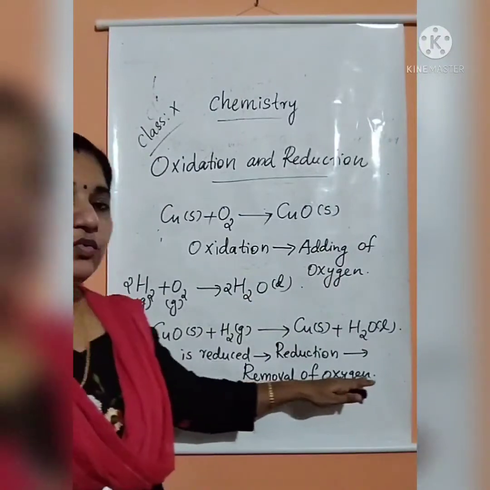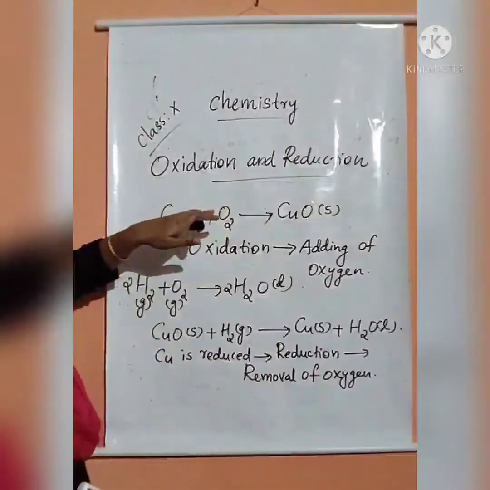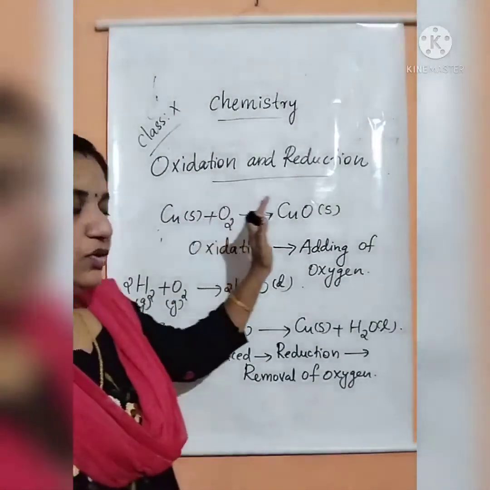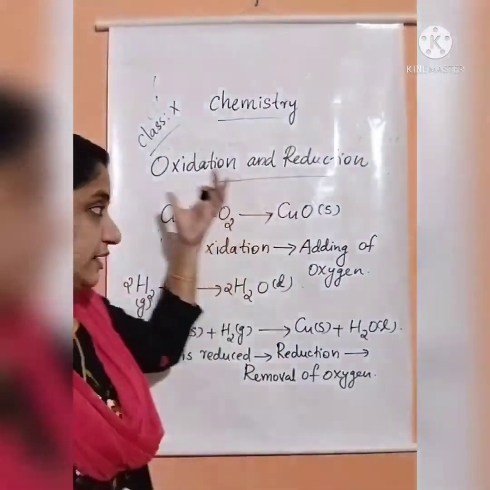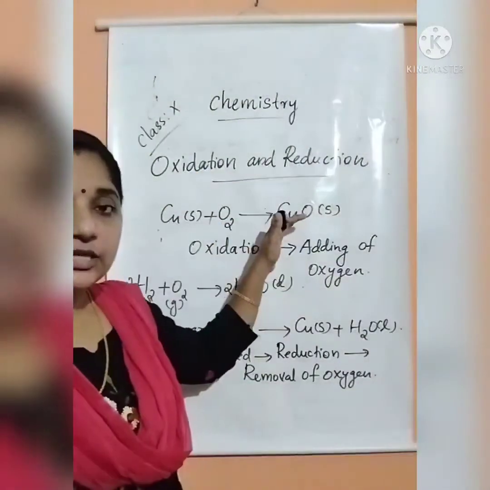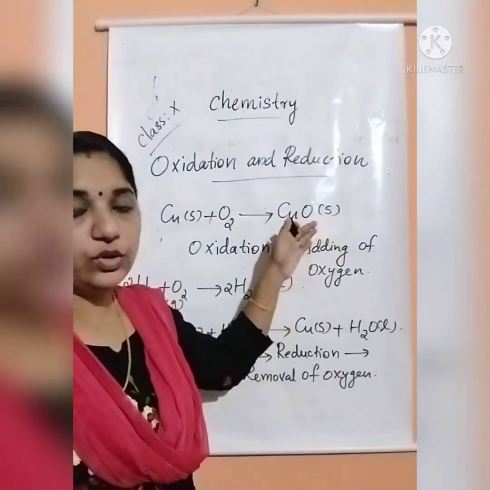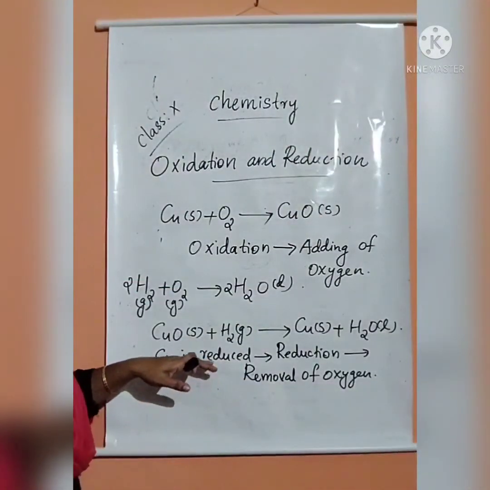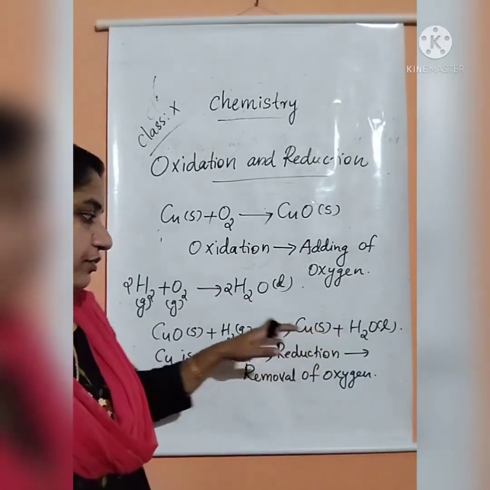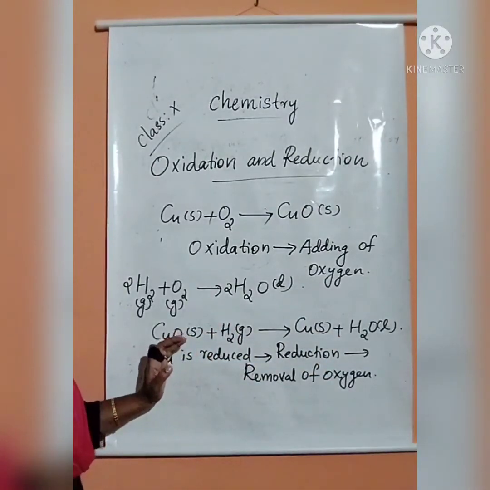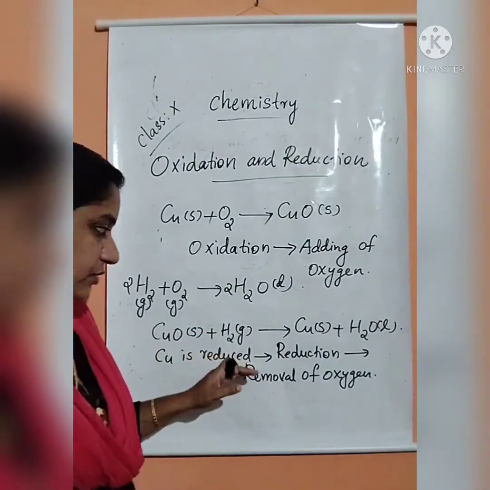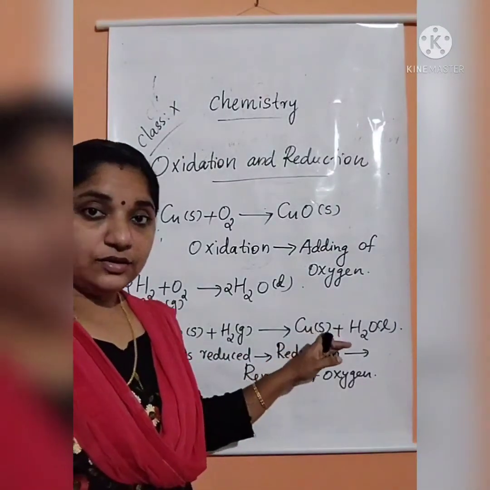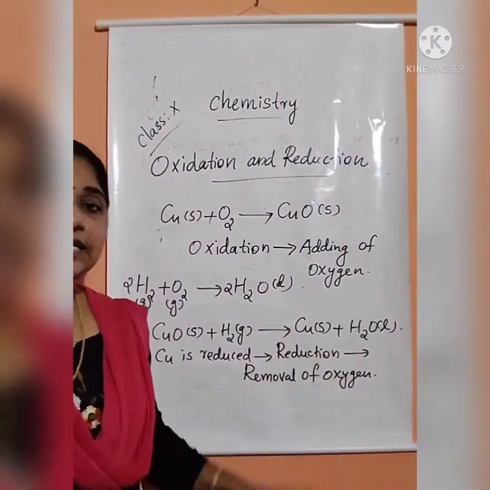Reduction means removal of oxygen. In this reaction, copper is added with oxygen, or oxygen is added with copper. So we can see that copper is oxidized, or that it undergoes oxidation. Here we can see that oxygen is removed from copper oxide. So copper is reduced, or copper undergoes reduction.